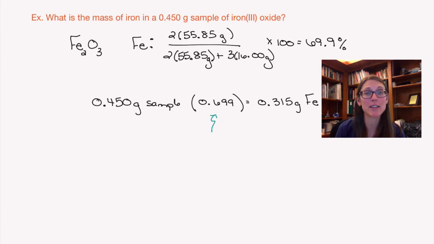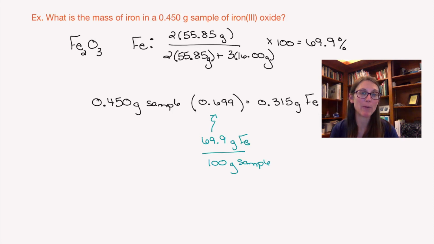To emphasize this 0.699, remember that this is because there are 69.9 grams of iron in every 100 grams of the sample. That's what it means to be a percentage. It's the part over the whole. And so I'm just multiplying by that percentage in decimal form to figure out how many grams of iron are in that sample. These problems, this one and the one before, are both focusing on the mass percent of an element, either standalone or as part of a larger problem.